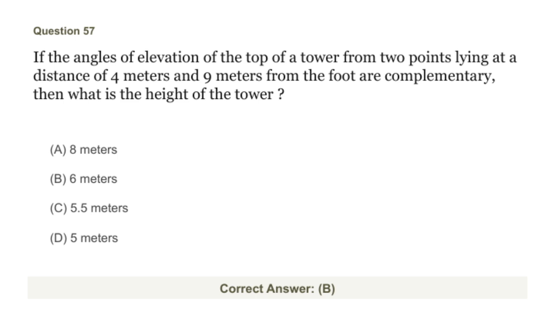Since the angles are complementary, we can use the tangent function for each point. The tangent of each angle is the ratio of the tower's height to the distance from the point to the tower's foot. By setting up these relationships, and using the fact that the sum of the angles is 90 degrees, we can derive an equation involving the height of the tower. Solving this equation gives us the height, which matches option B, 6 meters. So the correct answer is B. This problem elegantly combines concepts of angles, distances, and the complementary nature of the angles to find the height, reinforcing how trigonometry helps us solve real-world measurement problems.